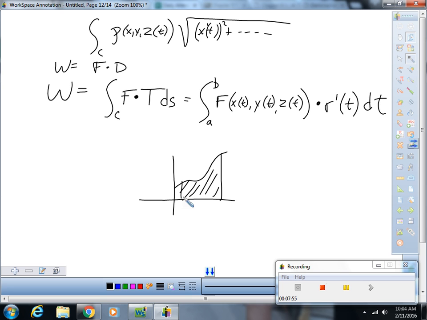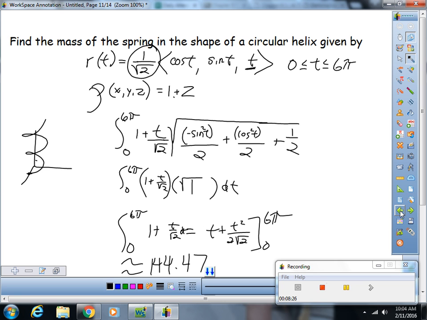Okay? So, what is r of t? Okay, r of t is a vector valued function. Think of it like this. This is r of t. It defines the path in which we're traveling. Okay.